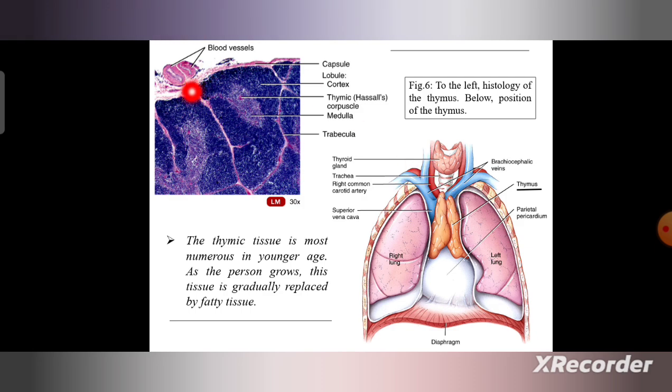This figure represents the histology of the thymus, which contains the lobule, capsule, cortex, medulla, trabeculae and the blood vessels. And these figures show the position of the thymus, that is present in the superior mediastinum. Above it are present the superior vena cava, brachiocephalic vein, right common carotid artery, trachea and the thyroid gland, and it is present between the two lungs and superior to the heart, that is the parietal pericardium. The thymic tissue is the most numerous in younger age. As the person grows, this tissue is gradually replaced by fatty tissue.